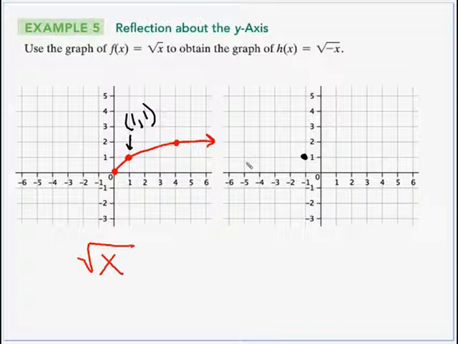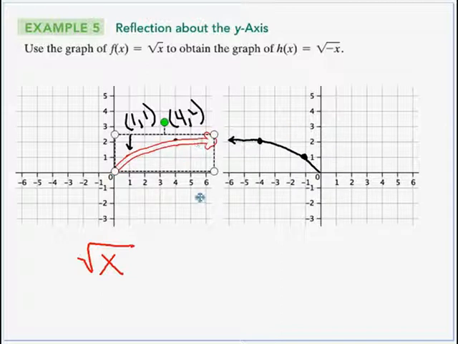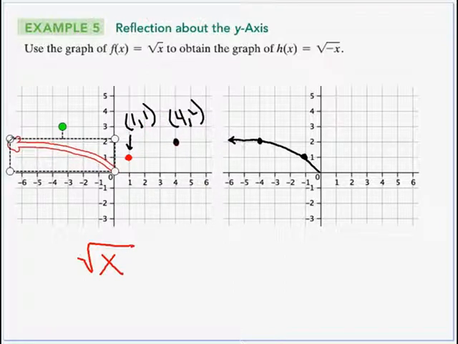Negative 1, up 1. This point here was a 4, comma 2. Now it's going to be negative 4, comma 2. And our graph is going to look something like this. Again, if I can just grab the graph I drew here in red, the y equals f of square root of x, I just flipped it across the y-axis. And that's how we got our second graph.